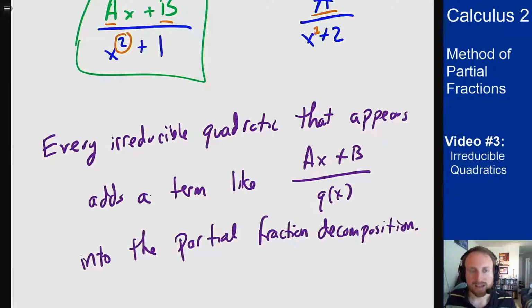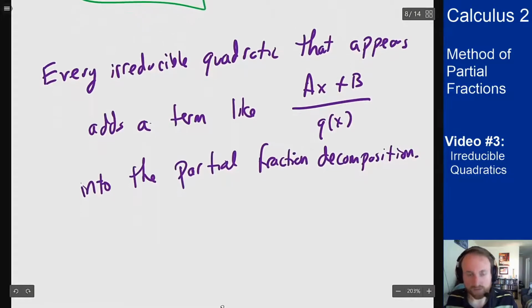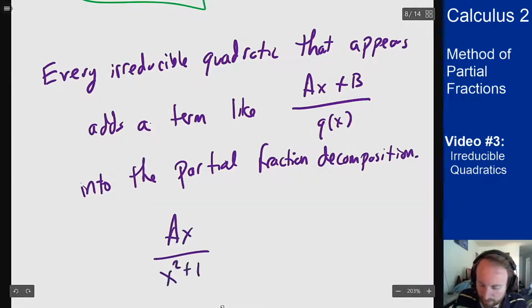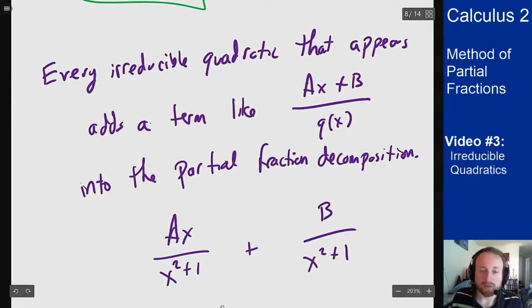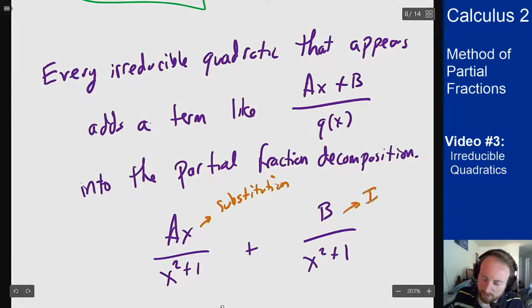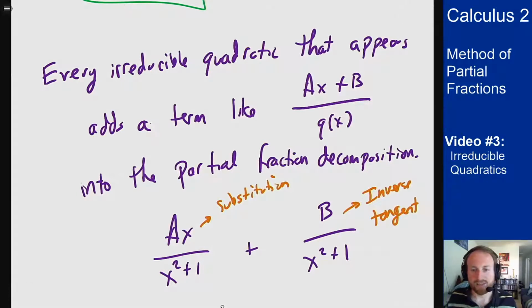I know how to integrate both of these terms. Once I split this up, I'm left with something like ax over x squared plus 1 and b over x squared plus 1. Both of these I can integrate. This is a substitution, and this is an inverse tangent. We'll see those show up in the example that we'll do in a second.